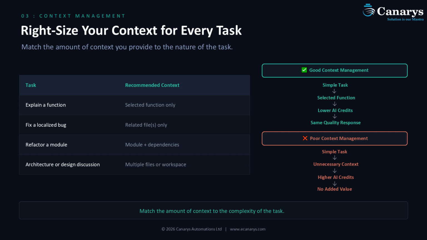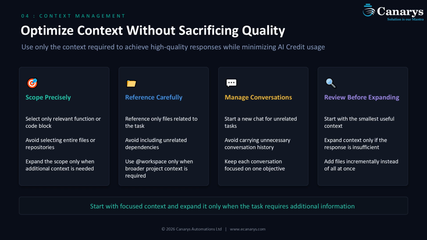Let's look at a few practical techniques you can start using immediately. Let's look at some practical ways to optimize context without sacrificing response quality. First, keep the scope focused by selecting only the code that's relevant. Reference only the files the task needs. Keep conversations focused by starting a new chat for unrelated work, and expand the context only when the initial response isn't sufficient. In most cases, starting with focused context and adding more only when required gives the best balance between response quality and AI credit efficiency. These simple habits are easy to apply every day.